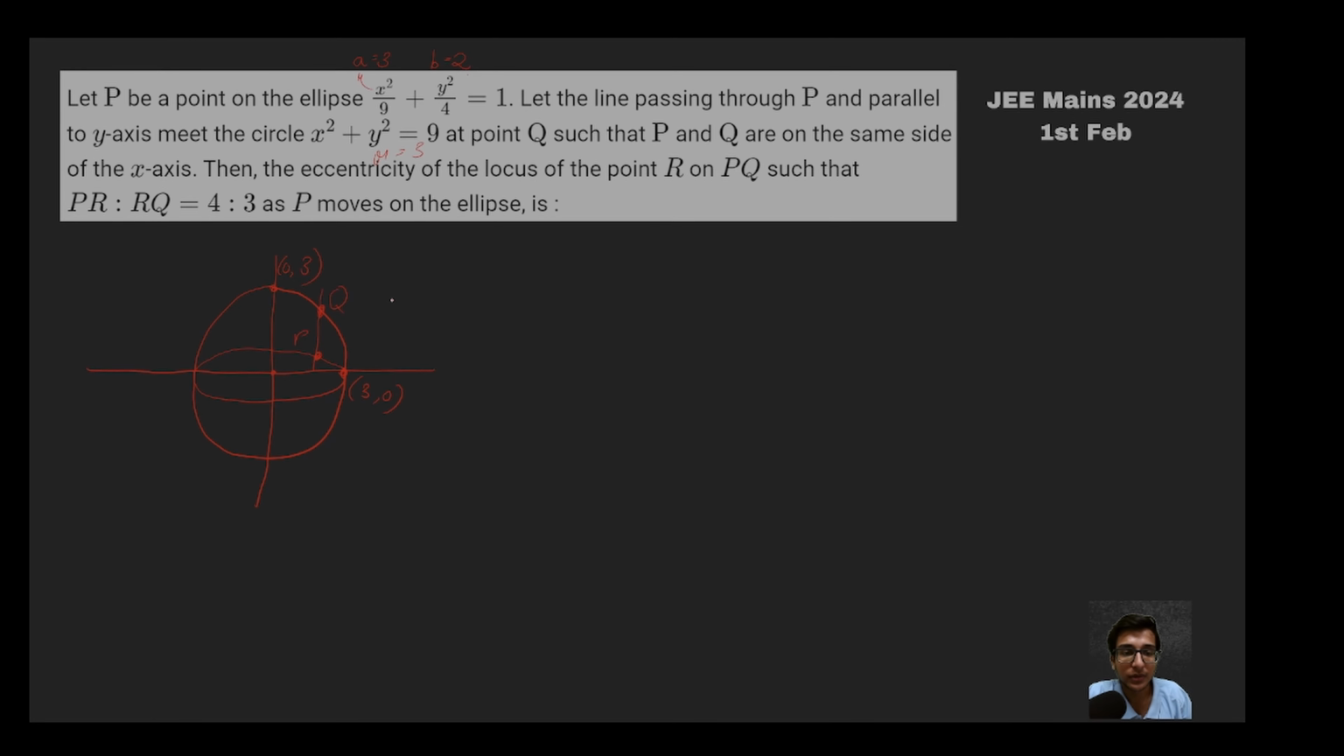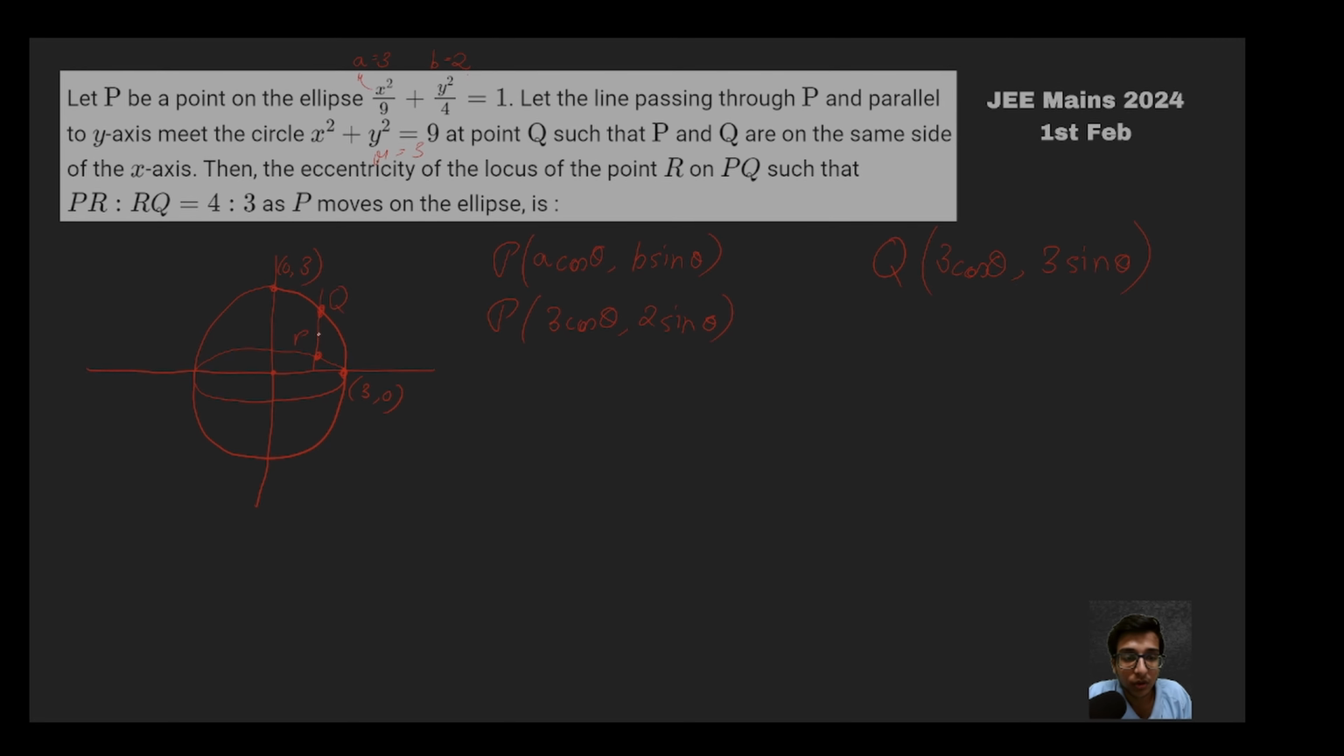So let us assume that this point P, since it is on the ellipse, is (A cos theta, B sin theta). So we can write this as (3 cos theta, 2 sin theta). And Q, if you remember, we had studied this concept in circles, that the parametric form of a circle is written as (r cos theta, r sin theta). So here we can write this as (3 cos theta, 3 sin theta). So we've gotten P and Q.